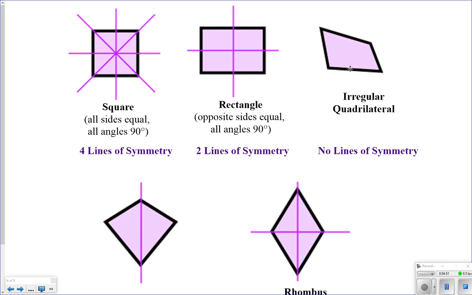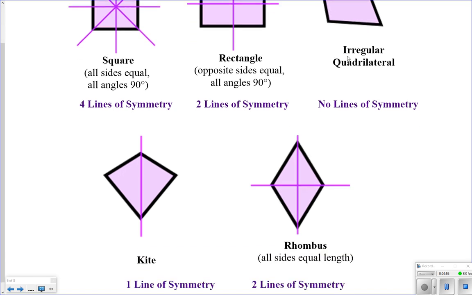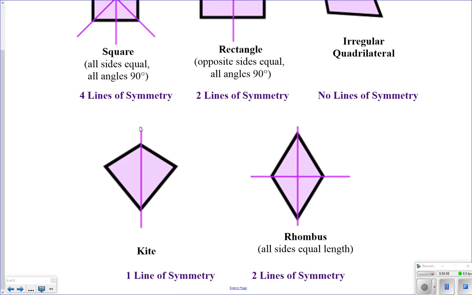If we have an irregular quadrilateral like this, it doesn't have any line of symmetry. The kite, do you know the kite? The kite has just one line of symmetry, and the rhombus has two lines of symmetry.